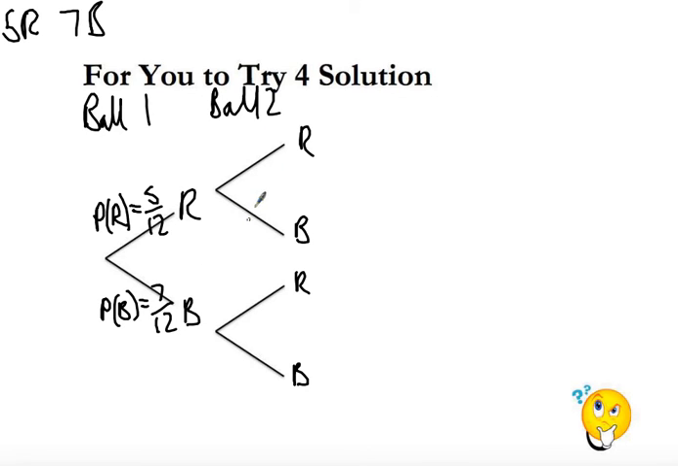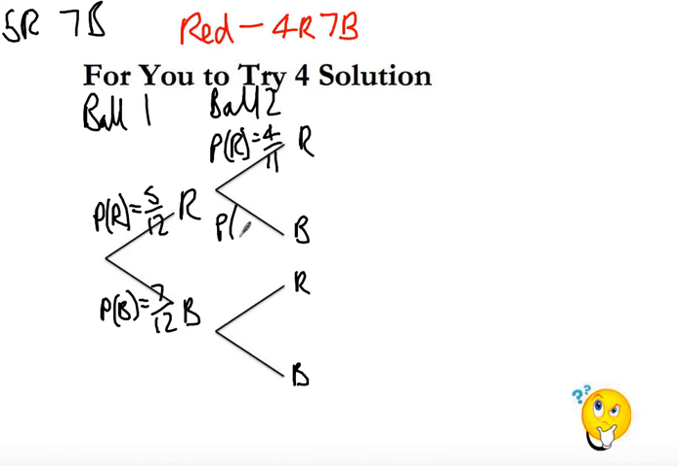Now, the second set of branches is really important. So if I pick a red ball first, what we have to consider is what's left. Well, I'm going to have 1 less red ball, so I'm going to have 4 reds, but I'm going to have the same amount of blue balls. So now, probability of a red is 4 out of 11. Probability of a blue is 7 out of 11.